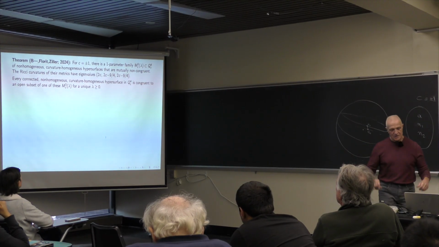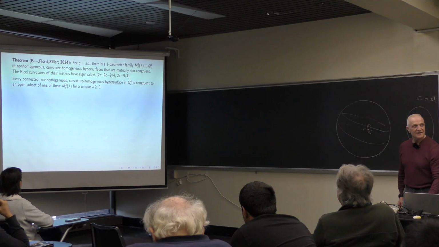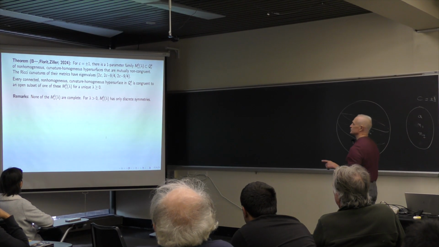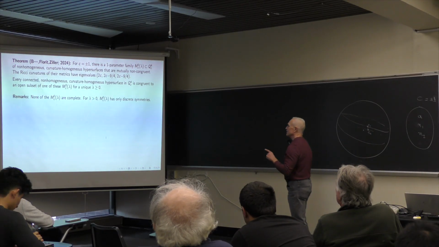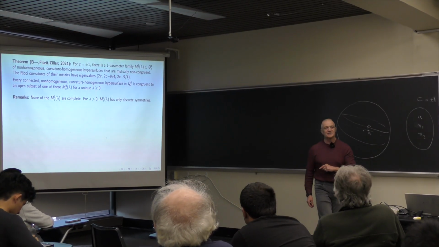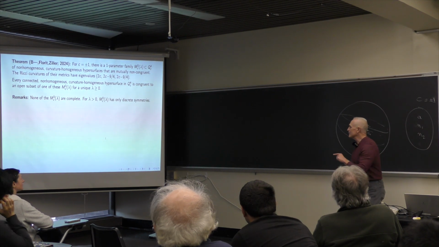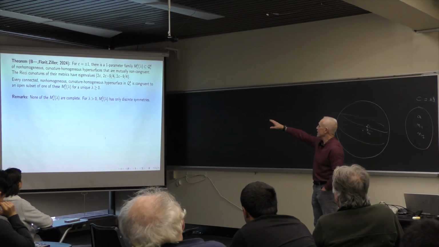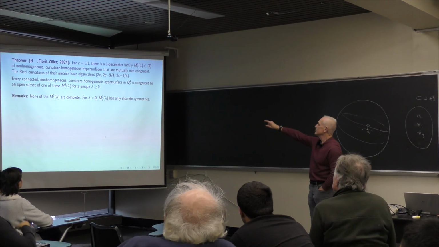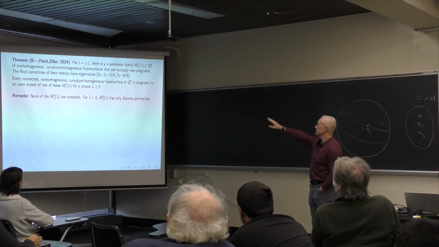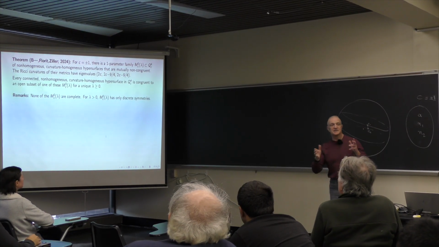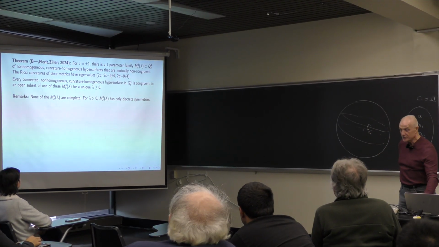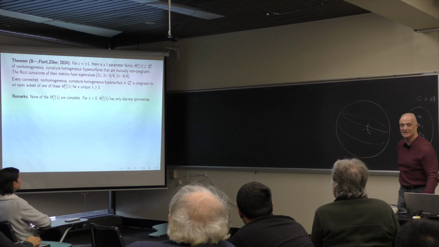So what do these surfaces look like? That's what I'm coming to. Here's the thing that surprised me. None of these things are complete. There's this parameter lambda that's greater than or equal to 0, and if it's positive, then the surface has only discrete symmetries. It doesn't even have any continuous symmetries at all. So they're not homogeneous.